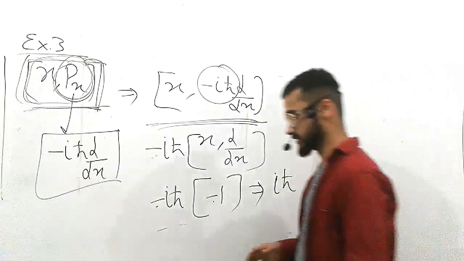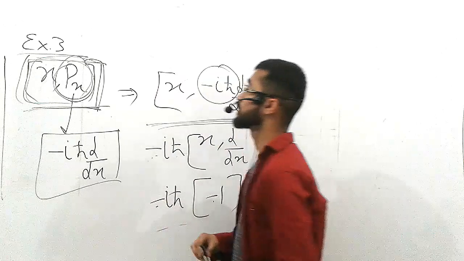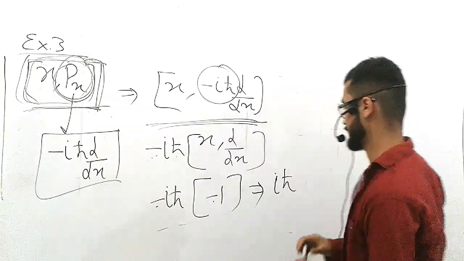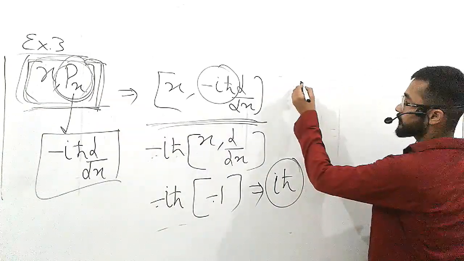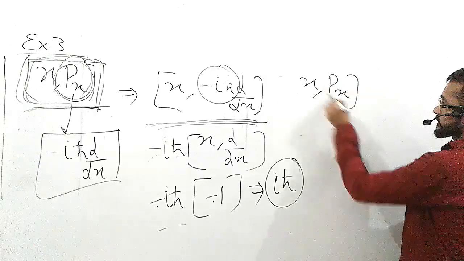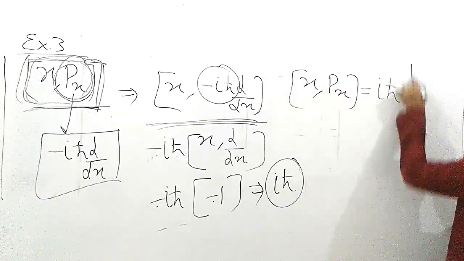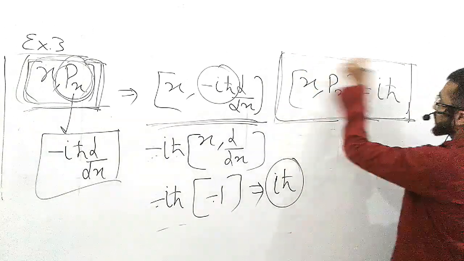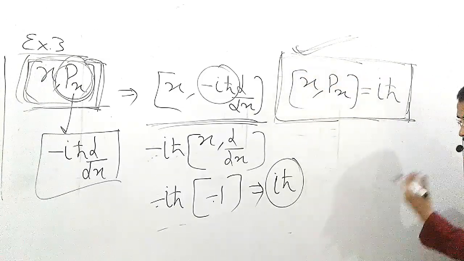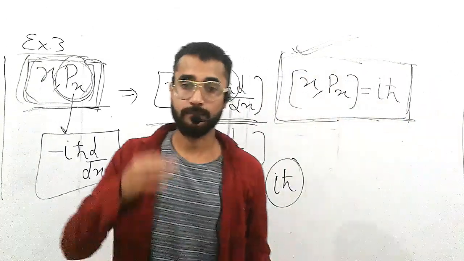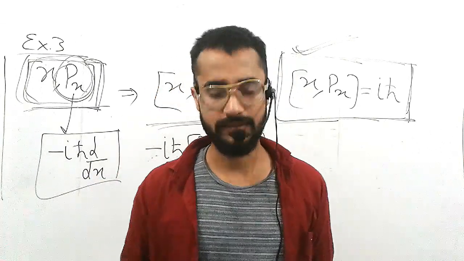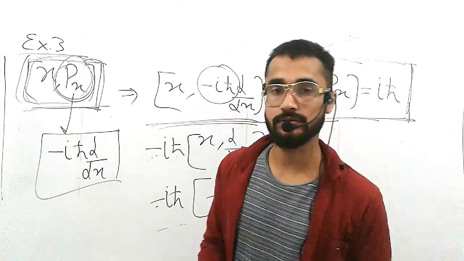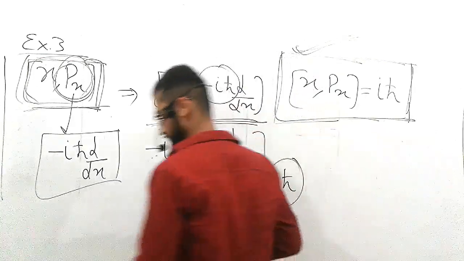We have to take next examples based on this commutator. So iota h cross is the result of x and p x. Iota h cross. It is to be remembered, and it is very important for part B in CSIR NET and for the questions which are marked 1 number in GATE. It is very important for those questions.